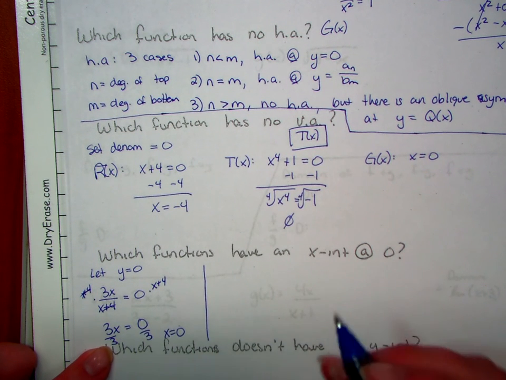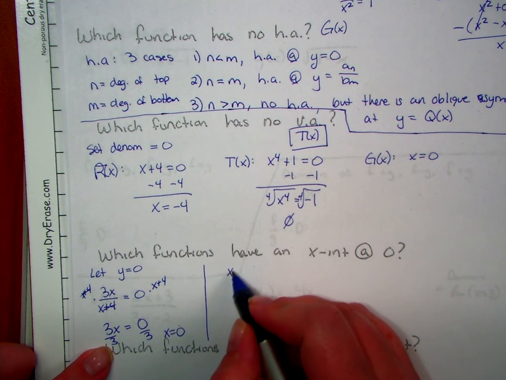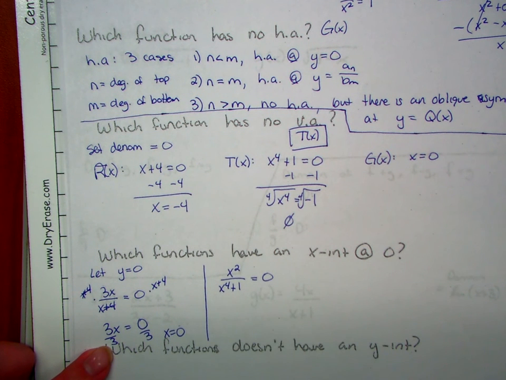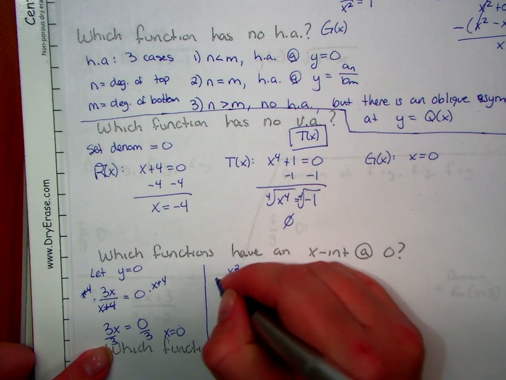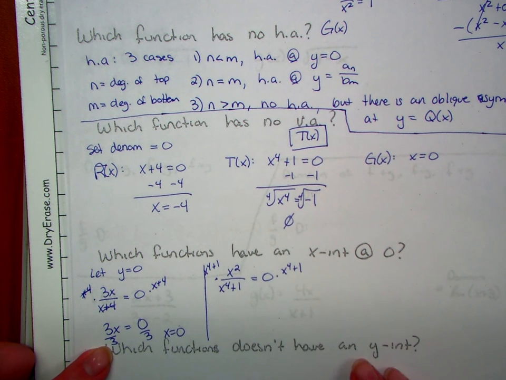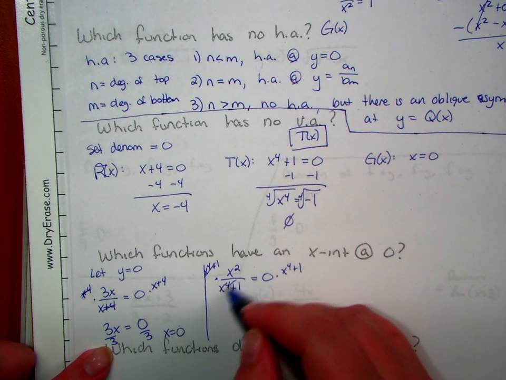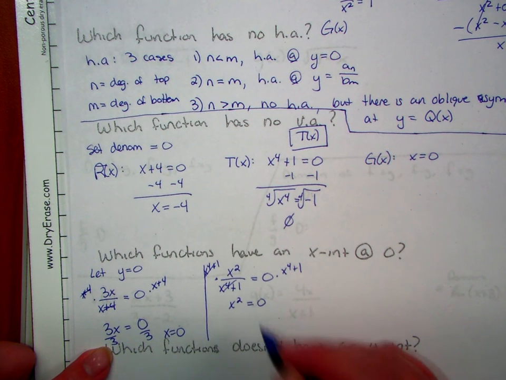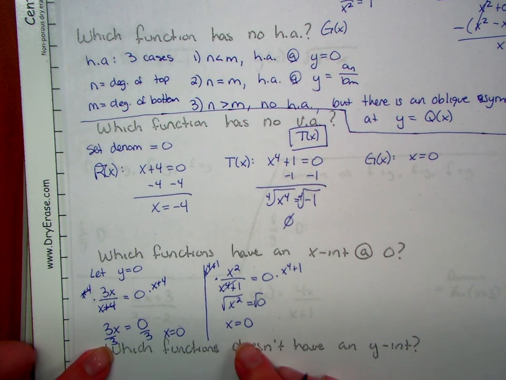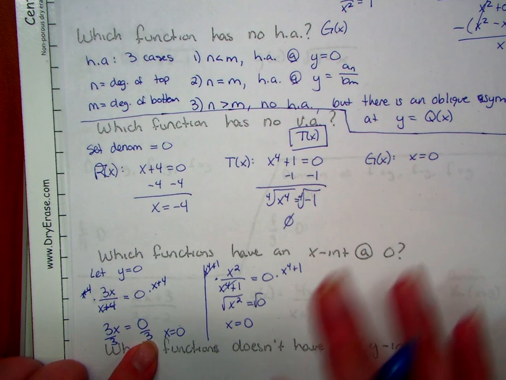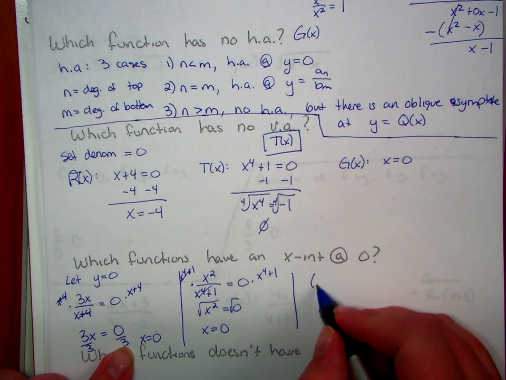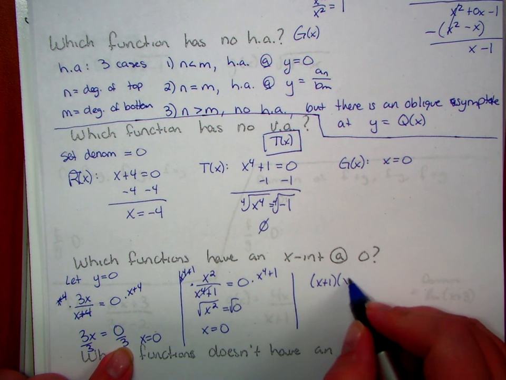Let's check t. If I take the t function and set it equal to 0 and solve, what's going to happen? We're going to get rid of that denominator first. So we're going to multiply both sides by x to the 4th plus 1. And so we get x squared equals 0. If I square root both sides, I get x equals 0. Here's another intercept at 0. So t of x is also a solution. What about g? Set that factored form equal to 0.